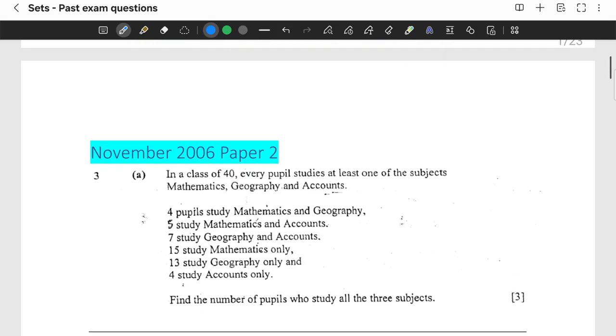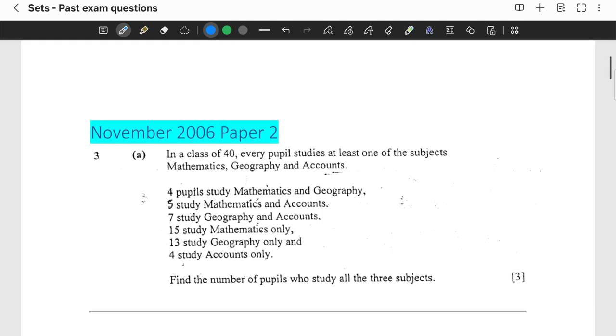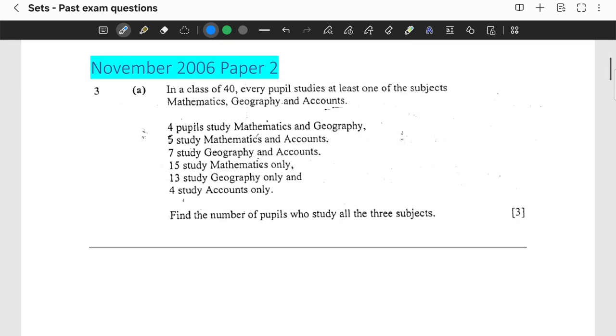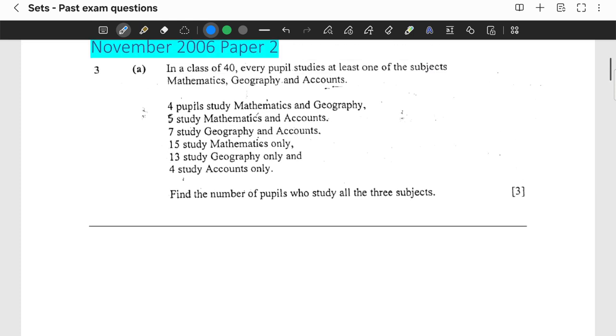And then November 2006, paper 2 said, number 3, in a class of 40, every pupil studies at least one of the subjects: mathematics, geography, and accounts. 4 pupils study mathematics and geography, 5 study mathematics and accounts, 7 study geography and accounts, 15 study mathematics only, 13 study geography only, 4 study accounts only. Find the number of pupils who study all 3 subjects.